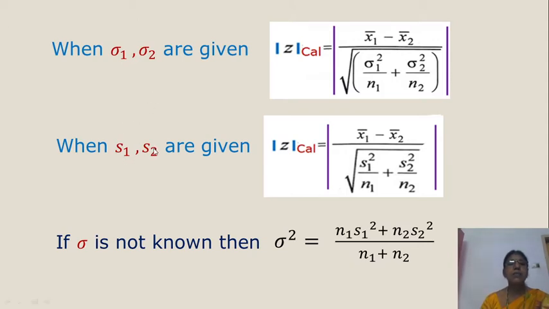Suppose S1, S2 are SDs of the two samples. If S1, S2 are given, then Z calculated value is equal to x1 bar minus x2 bar by root of S1 square by n1 plus S2 square by n2. If sigma is not known, then the sigma square formula is n1 s1 square plus n2 s2 square by n1 plus n2. From this formula we find sigma square, and after taking the square root, you get the sigma value.